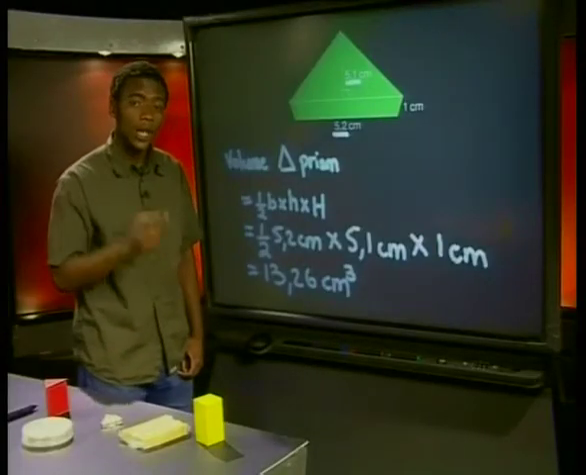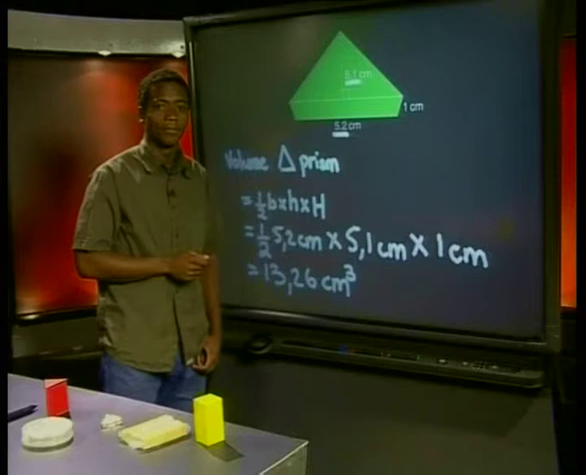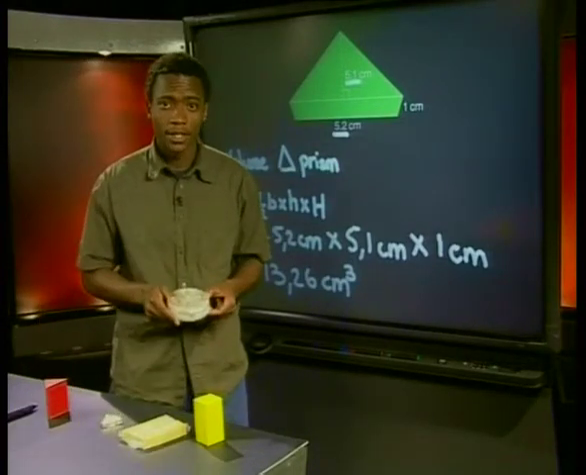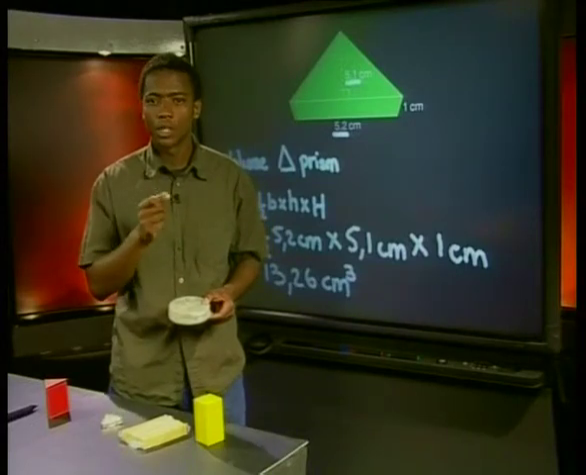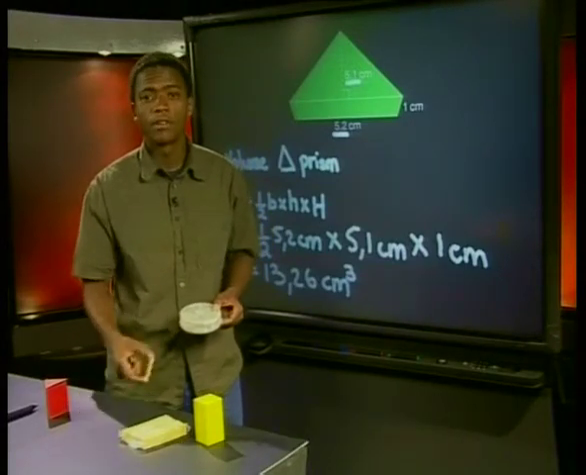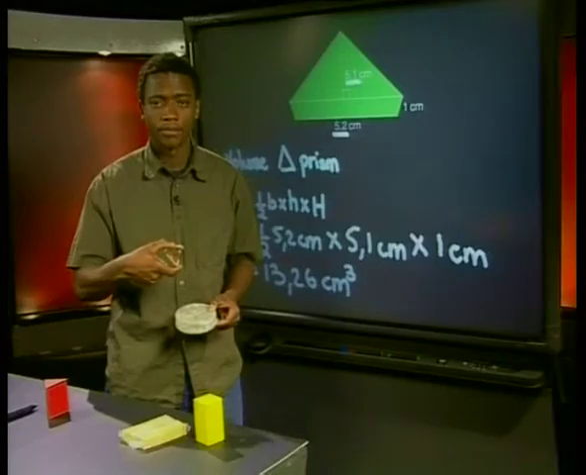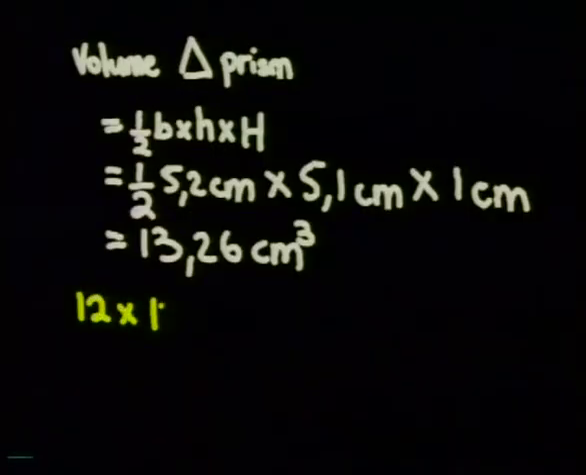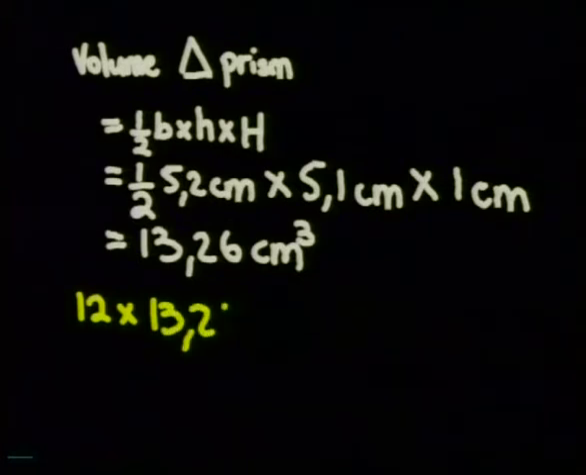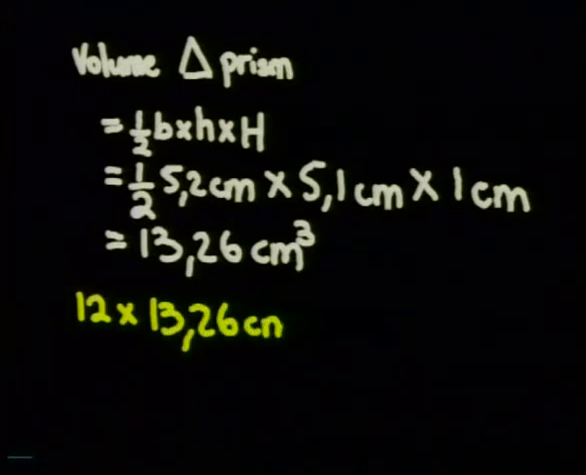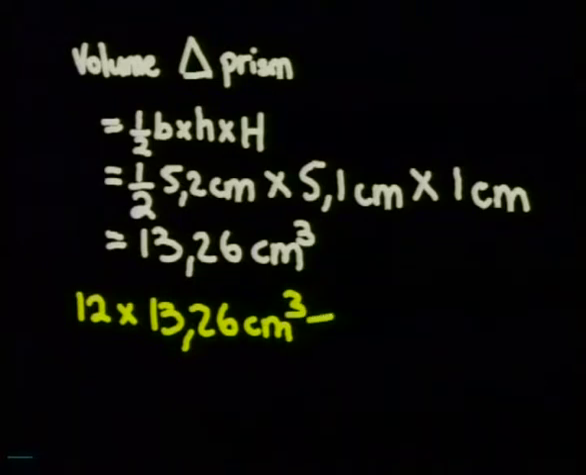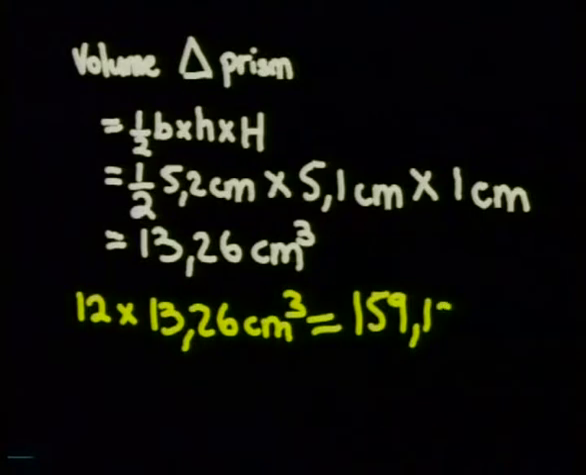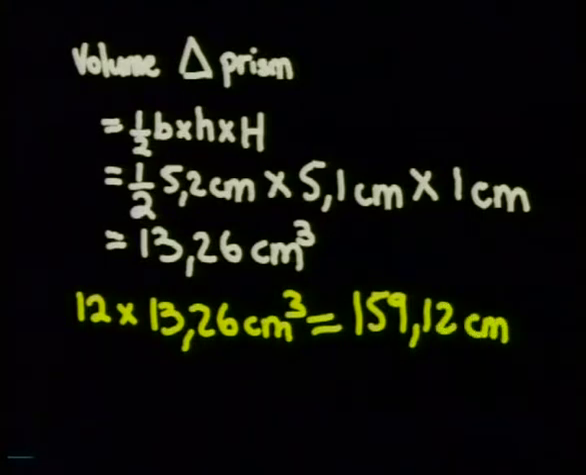How close was your estimate to this? Since the container holds 12 of these wedges, we can say that the container holds approximately 12 times the volume of this wedge. So, 12 times 13.26 centimeters cubed is equal to 159.12 centimeters cubed.